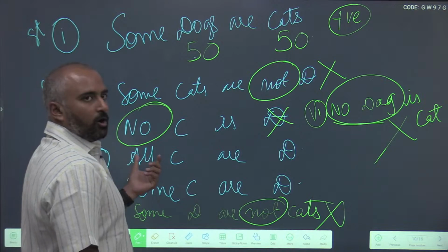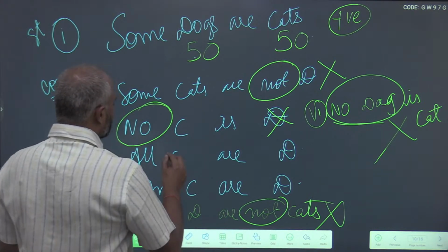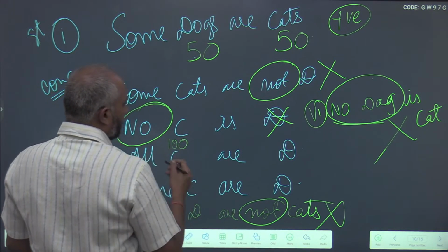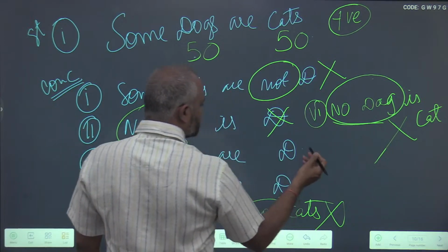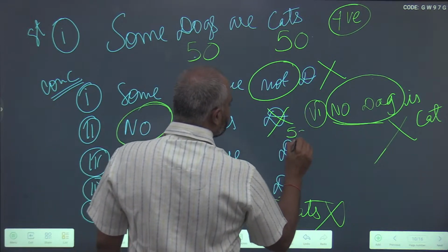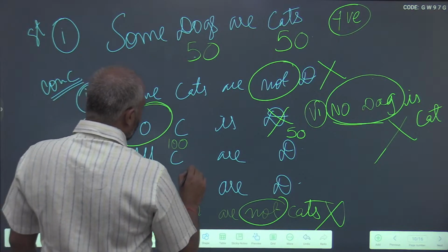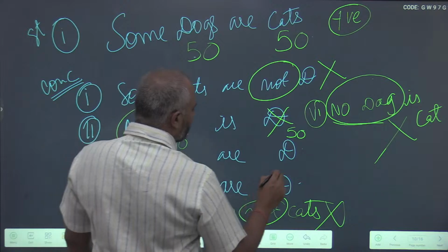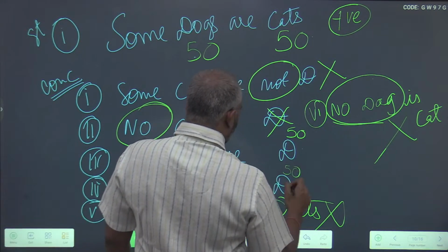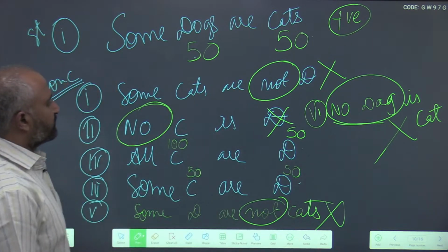Okay, all is what? All is universal. So C value will be 100, and D, since this is a positive statement, D value is 50. Next, some. Since this is particular, C value is 50 and D value, since this is a positive statement, is 50.